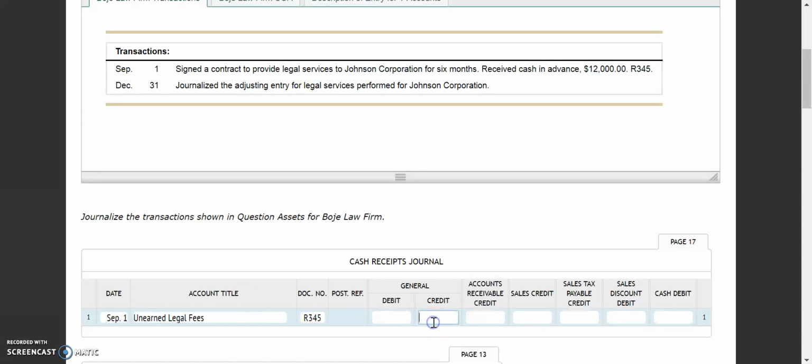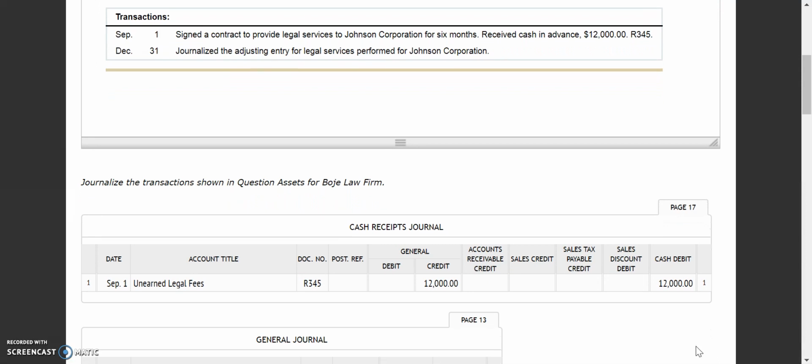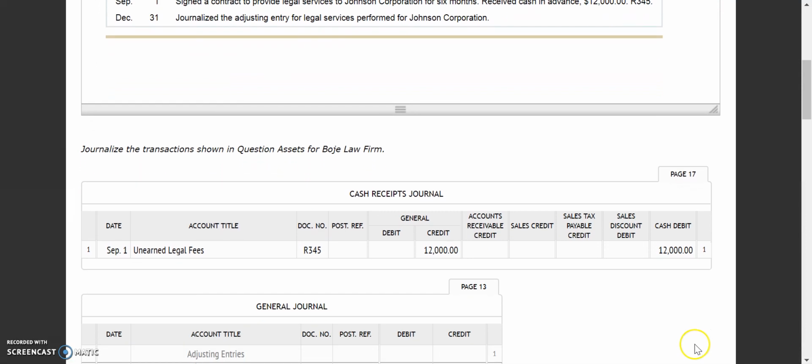Unearned legal fees, remember, is a liability, so it's going to be credited for that full $12,000, and cash is going to be debited for $12,000. Okay? Good. Now we come to the end of the year, December 31st, and we need to journalize the adjusting entry for legal services performed.